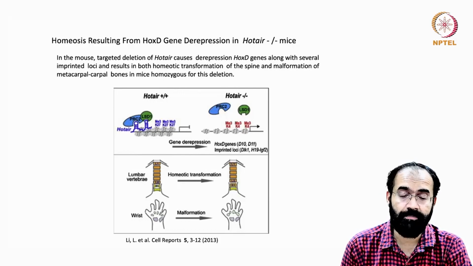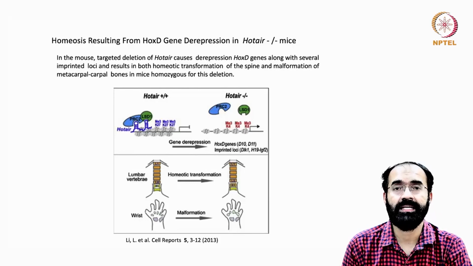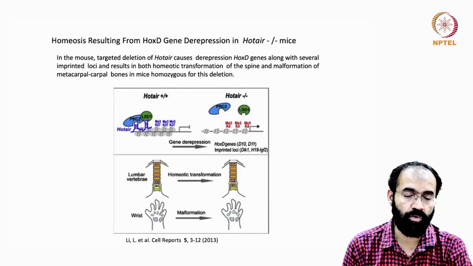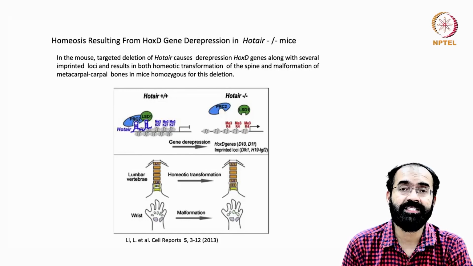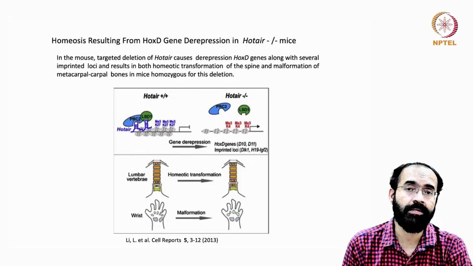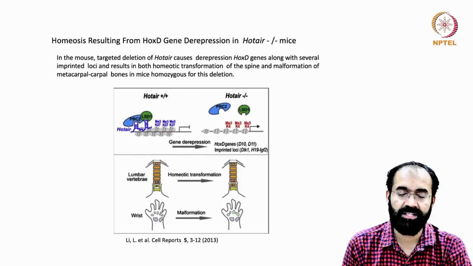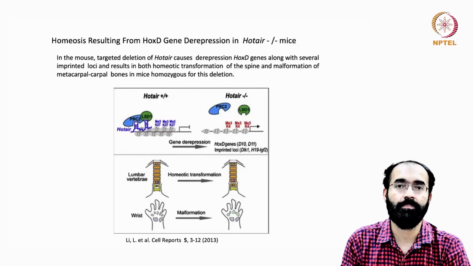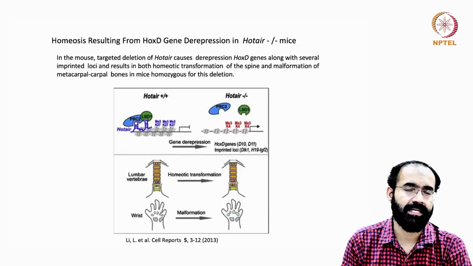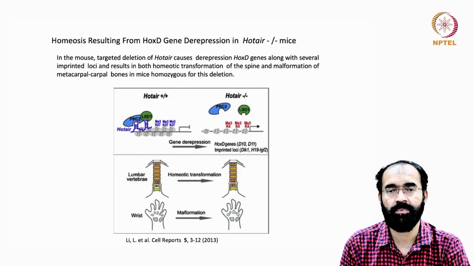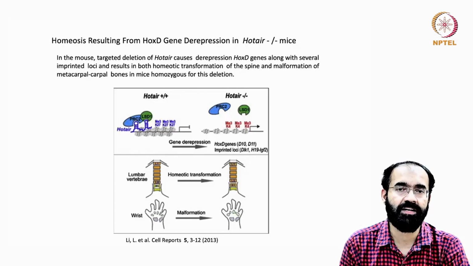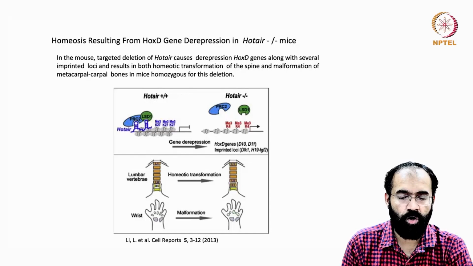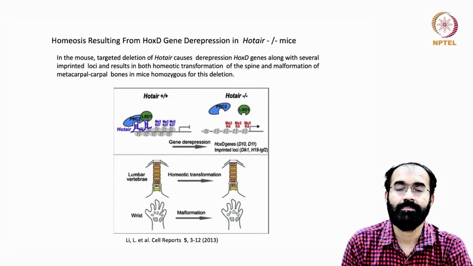So if HOTAIR is normally present, it will block the HOXD expression by recruiting PRC2 and LSD1 enzymes. And if HOTAIR is missing, then PRC2 and LSD1 cannot do anything onto the HOXD cluster. Because of this, you will have normal lumbar vertebrae. Lumbar vertebrae is near your belly region, where your kidney is in the back of your belly region towards the vertebral column. So around your belly region, that vertebrae is called lumbar vertebrae. So in homeotic transformation, you will see some changes in the number.